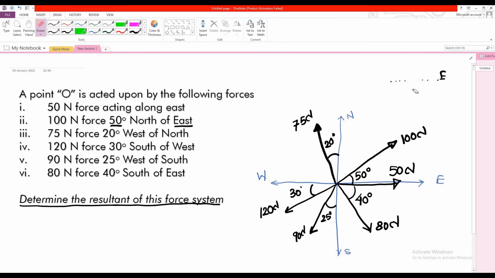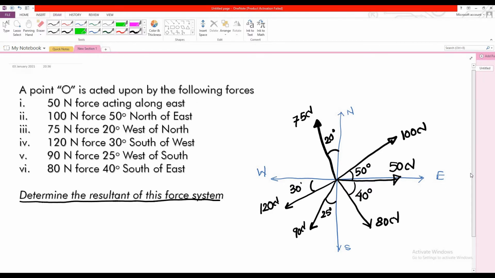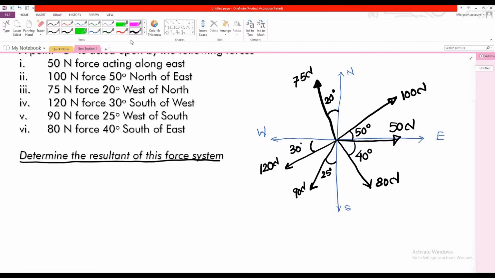Then what we do? We determine the magnitude of the resultant, then the inclination of the resultant, then the quadrant of the resultant, and finally we draw the final diagram. So the thing we have to do here is the resolution of forces. Now let's try to resolve the forces here.